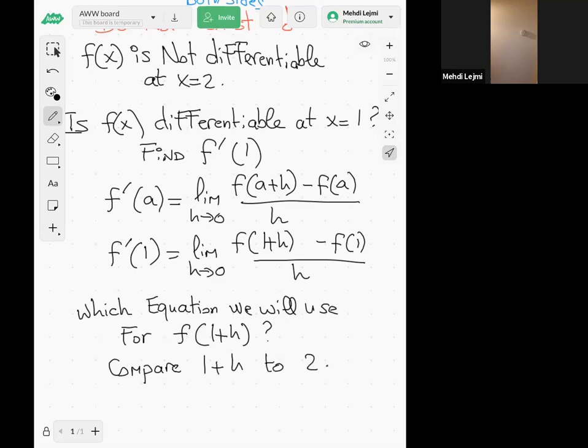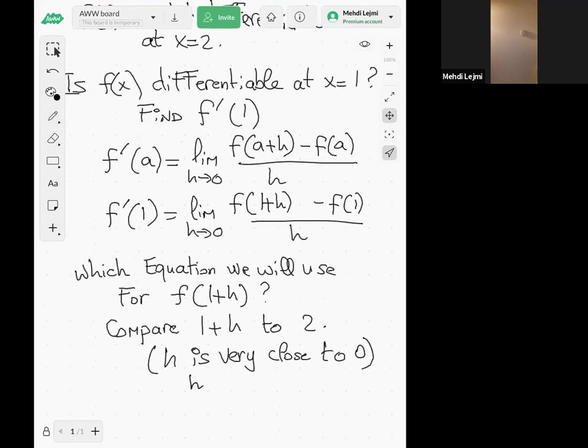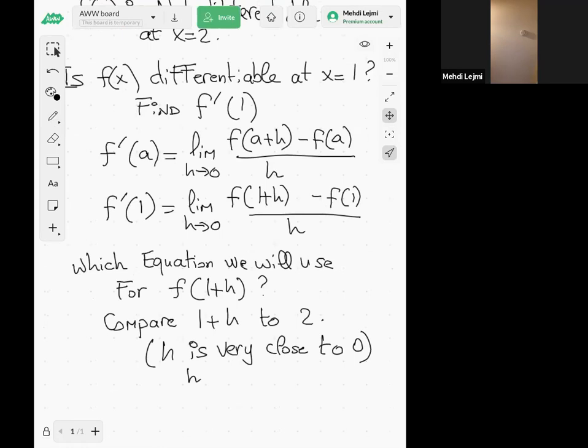Now the thing is, h, of course, could be positive or negative, but you need to keep in mind that your h is very close to zero. It's actually as close as you want to zero, but it's not equal to zero. Of course, it could be positive or negative, but it's still very close to zero. For example, you pick 0.01, okay? H could be, let's say, plus or minus 0.01, positive or negative. That's a number very close to zero.